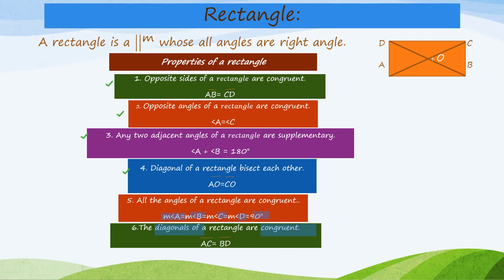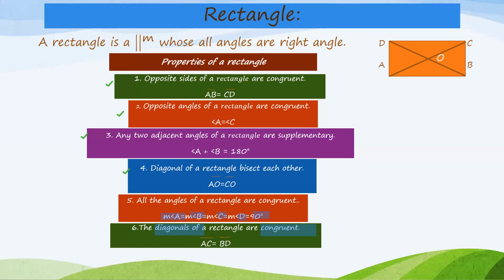What is meant by congruent? Here, the diagonal AC and BD, both are equal. Both are congruent means both are equal. If AC is equal to 10 centimeters, then BD is also equal to 10 centimeters. Clear, everybody?